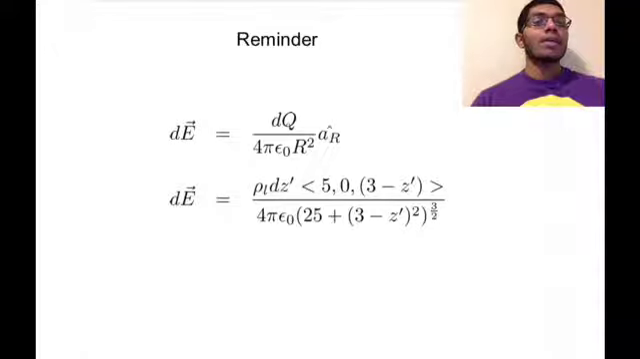The main part of that question was getting this dE. So we solved for dQ, we solved for R, and we solved for A hat R. Just as a reminder, this is what we solved for in the previous question. We solved for dQ, R, and A hat R, and this is the expression that we got out of that.